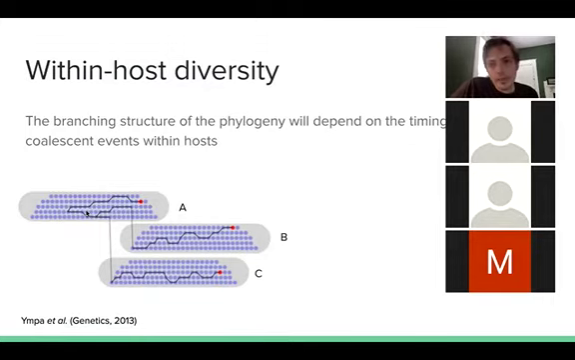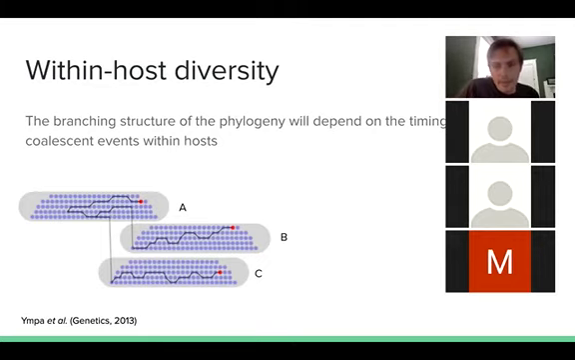So the physical coalescing event that actually corresponds to a pathogen lineage replicating itself and having two different descendant genomes might occur sometime before the actual transmission events that we would like to be able to reconstruct in our transmission trees.